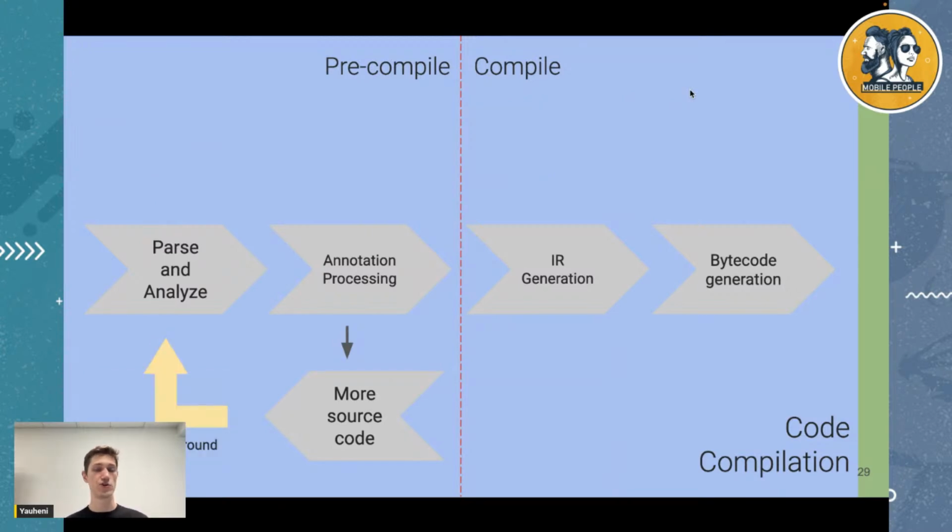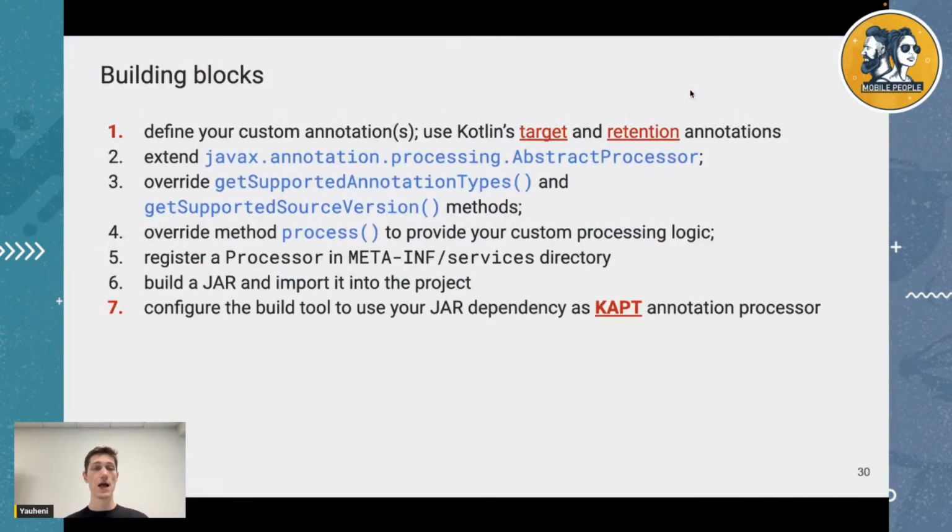The same way, if we generate some more code, it should go through all of the stages from the beginning. And when we build a Kotlin annotation processor, or an annotation processor for Kotlin, it depends whether you're using Kotlin or Java, just because Java annotation processors are compatible with Kotlin. And if you write your annotation processor in Kotlin, then the first step will be different. You need to use Kotlin's target and retention annotations, just because Java ones don't work.